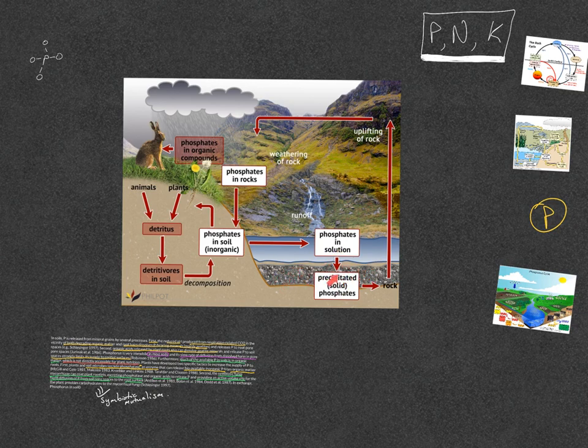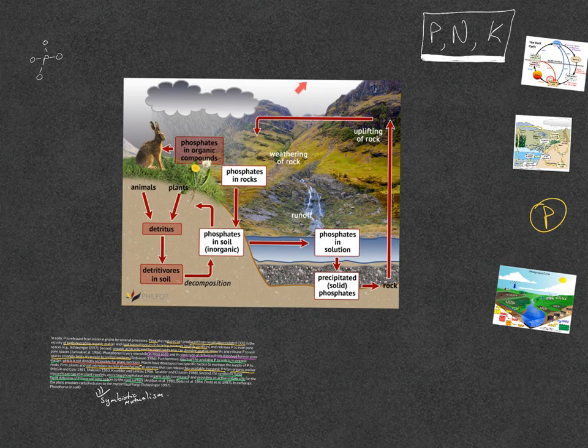Eventually, it settles down to the bottom and becomes a rock, a sedimentary rock. As it precipitates, as it's finally run off over time, that rock is pushed up over millennia, made into mountains again.